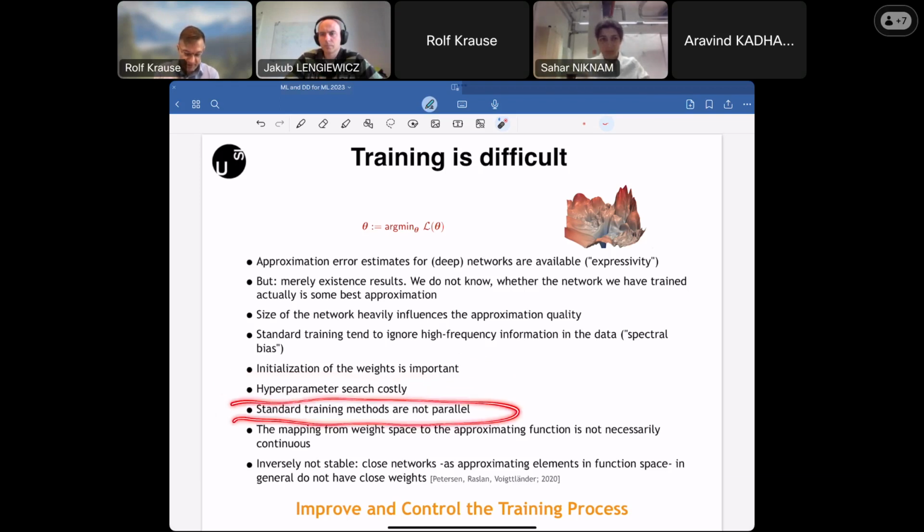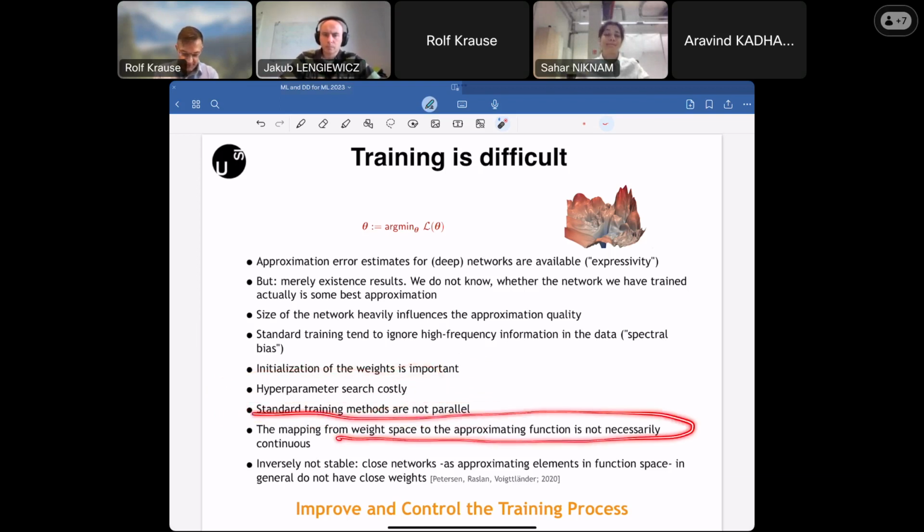Methods are not parallel. You have to choose the parameters. And as I said, mapping from weight space to approximation function is not necessarily continuous, and you can even prove, and this is also a result I very much like, that networks which are close as approximating elements in function space in general do not have close weights. So that's some kind of inverse instability.